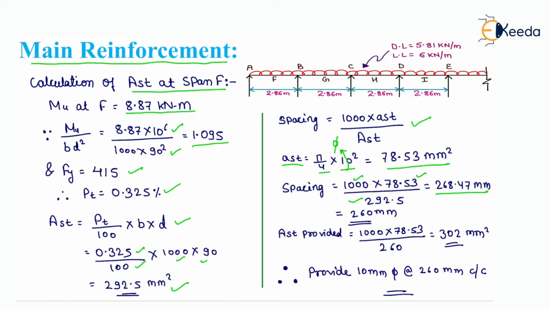We will get spacing 268.47 mm. Therefore, provide 10 mm diameter bar at the rate of 260 mm center to center, and we will calculate Ast provided for this spacing and we will get 302 mm square. Always remember, Ast provided is somewhat more than Ast required.